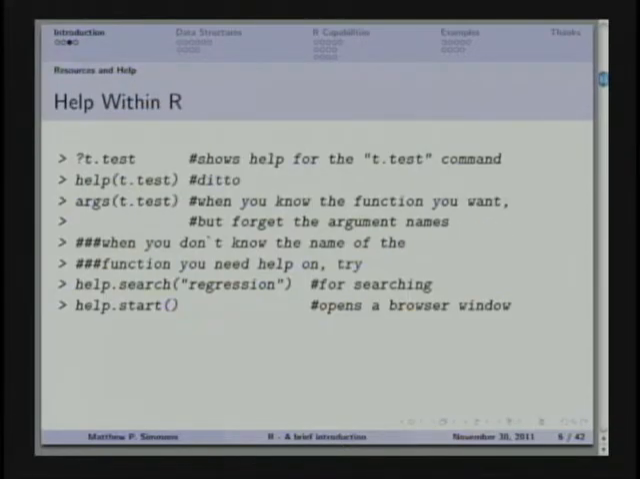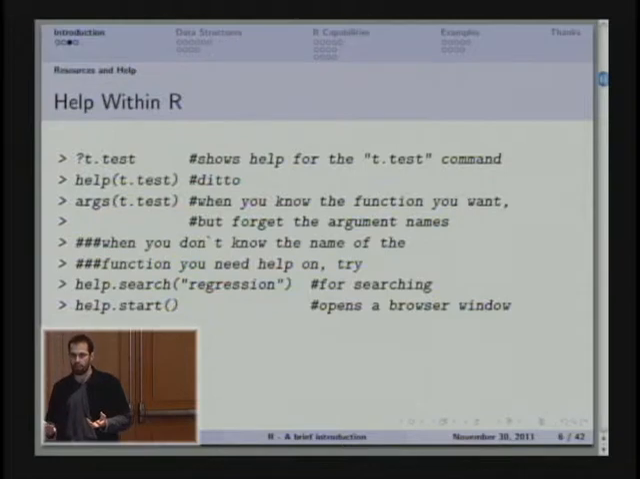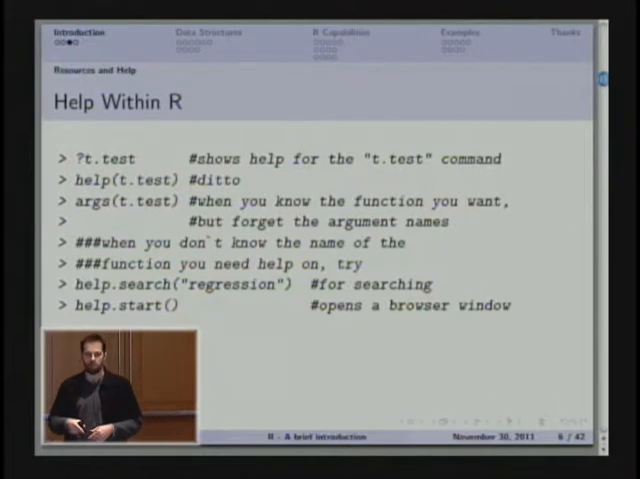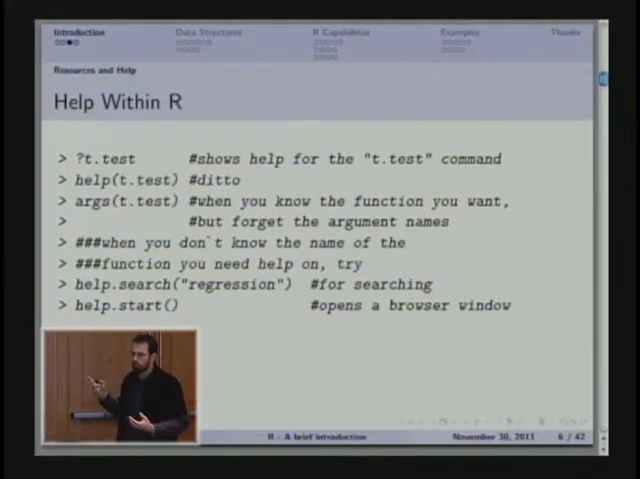So when you are in R, you can also get help. ?command gives you the man page for the command. If you're a Unix aficionado, it's the same as man command. help is essentially the same thing. If you know the function, but you just want to know the arguments and you don't want to dig through the whole manual page, you can just do args.